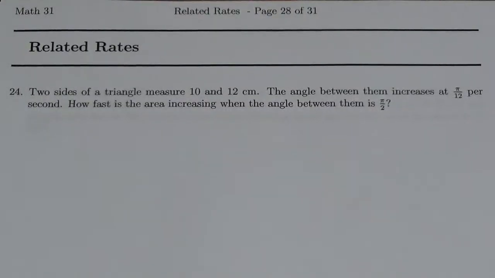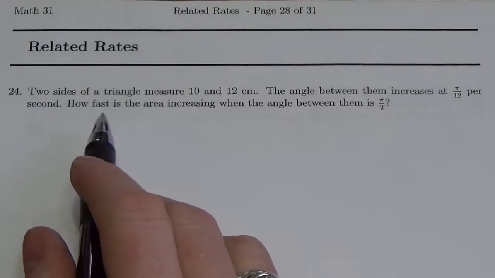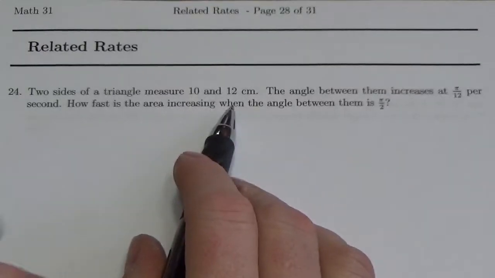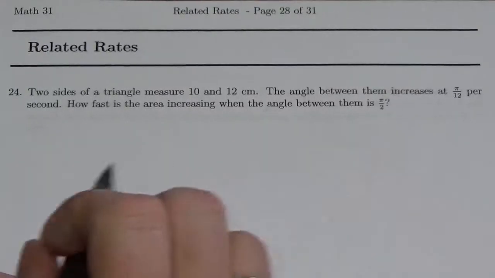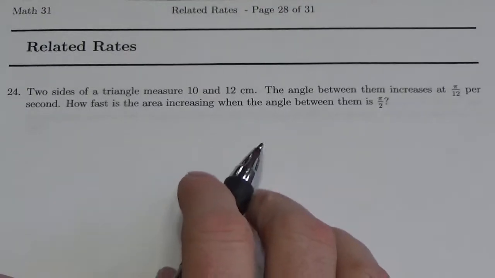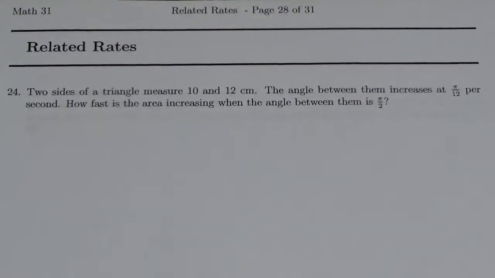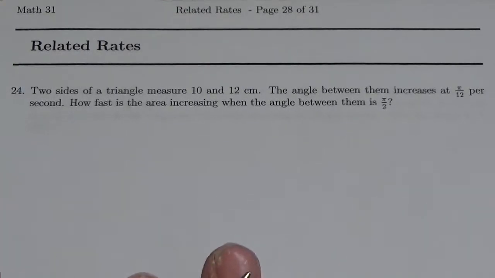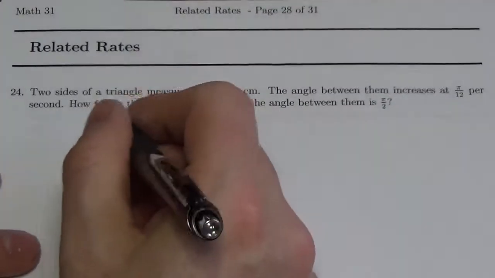Now in this question we read that two sides of a triangle measure 10 and 12 centimeters. The angle between them increases at pi over 12 per second. How fast is the area increasing when the angle between them is pi over 2? Now, classic mistake that gets made here. I often see people do this.